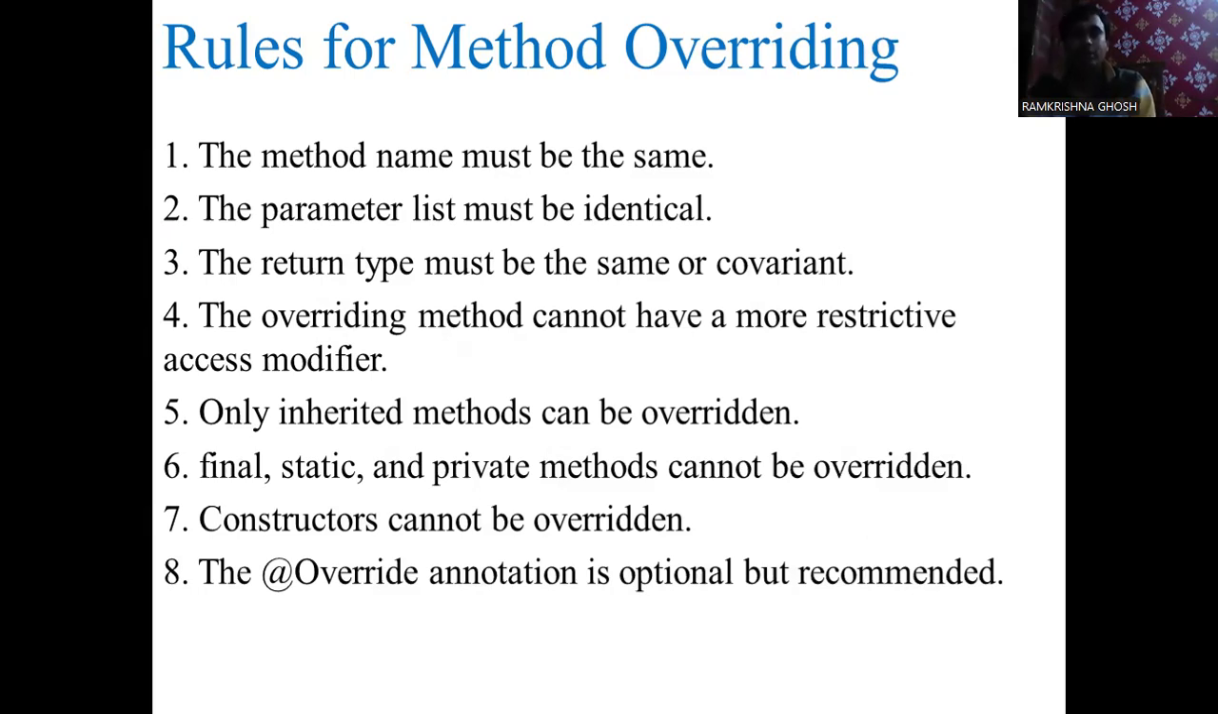Only inherited methods can be overridden. Final, static, and private methods cannot be overridden. Constructors is also a special method, cannot be overridden. The @Override annotation is optional. You can use it, but it is sometimes recommended. @Override helps the compiler to detect mistakes.